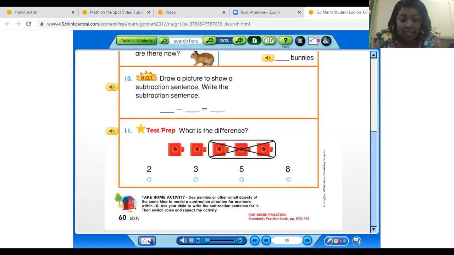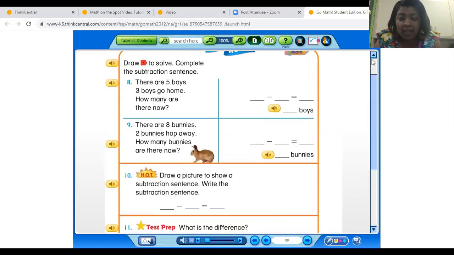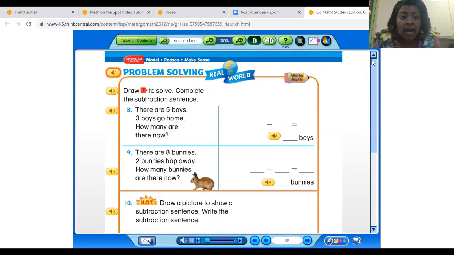Let's look at page 60, our problem solving and test prep. All right, there are 5 boys. 3 boys go home. How many are there now? You're going to complete this subtraction sentence, and I want you to come up with the right answer. Number 9, there are 8 bunnies. 2 of those bunnies hop away. How many bunnies are there now? I want you to complete that subtraction sentence.